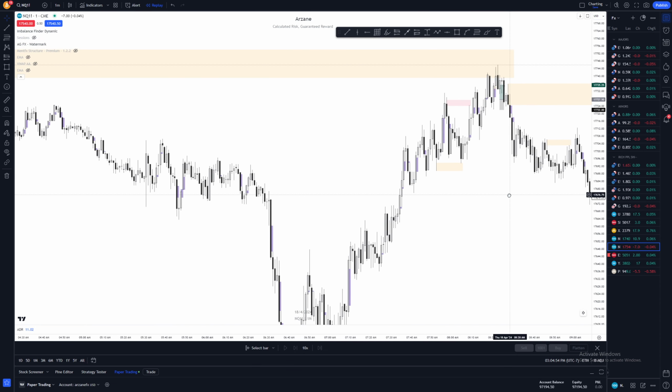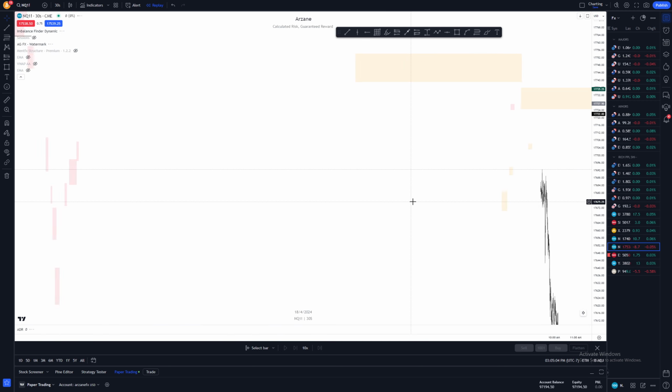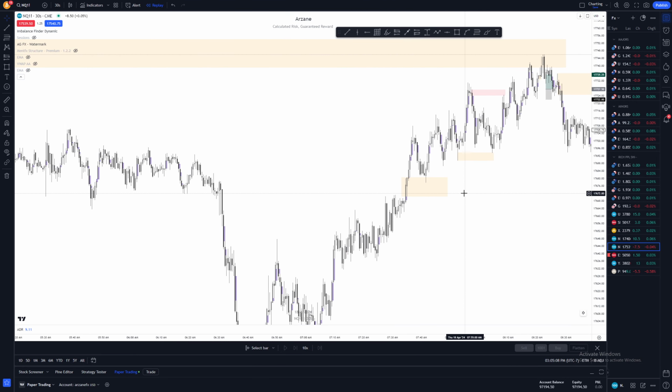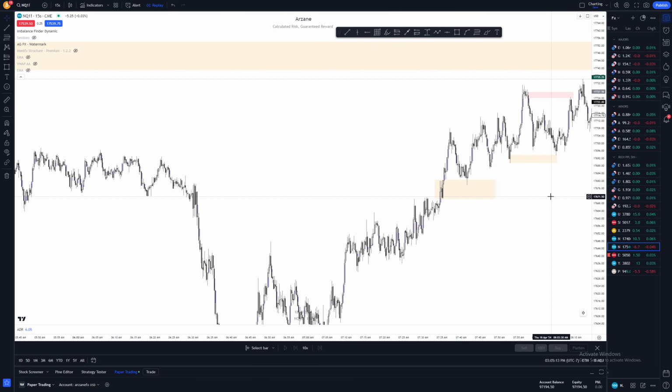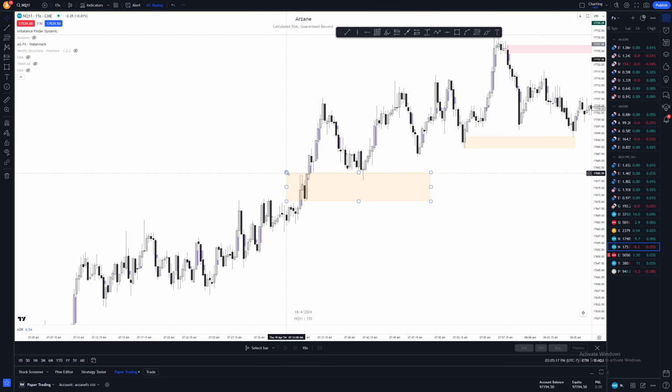So my initial long, if I remember correctly, was here. I believe this looks better on the 30-second. Let's go back there. No, it doesn't. Maybe it's a 15-second then. Yeah. So when I'm buying, I prefer the black candles over the white ones.